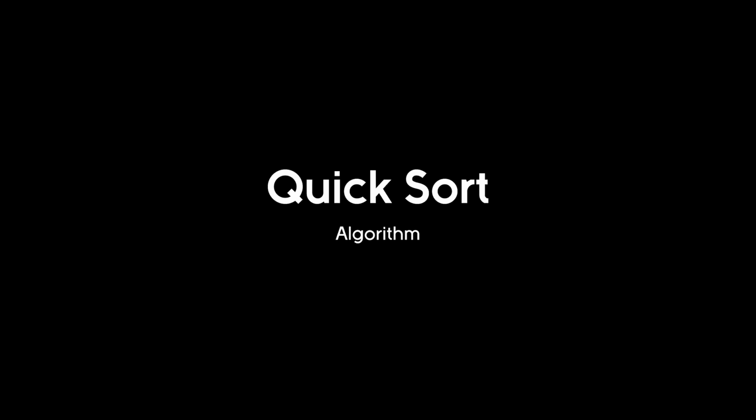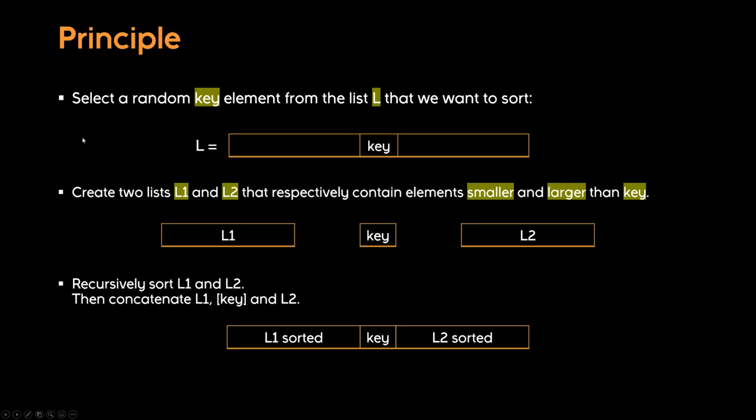QuickSort Algorithm. Principle. First, we select a random key element from the list L that we want to sort. This key element is also called a pivot. Next, we create two lists L1 and L2 that respectively contain elements smaller and larger than the key. So L1 contains all elements from the list minus the key that are smaller than the key, and L2 contains the rest. Next, we recursively sort L1 and L2 with the same algorithm. Then we concatenate L1, the key, and L2.